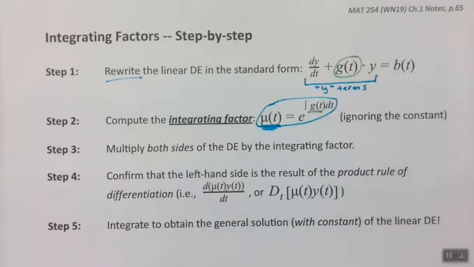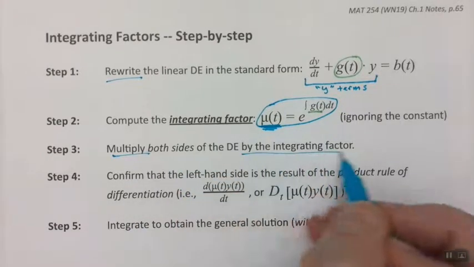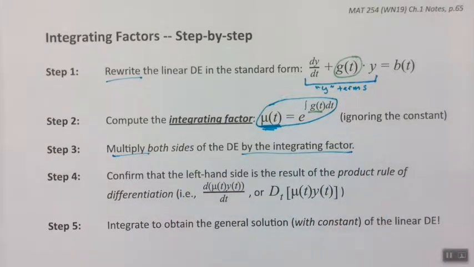And then in step 3, remember, we multiplied both sides by the integrating factor. Step 4, we confirm that the left-hand side is the result of the product rule. So if you did it right, it always works. It's the result of the product rule for differentiation. And then last but not least, integrate and then solve. So you integrate and then you solve to find that general solution.